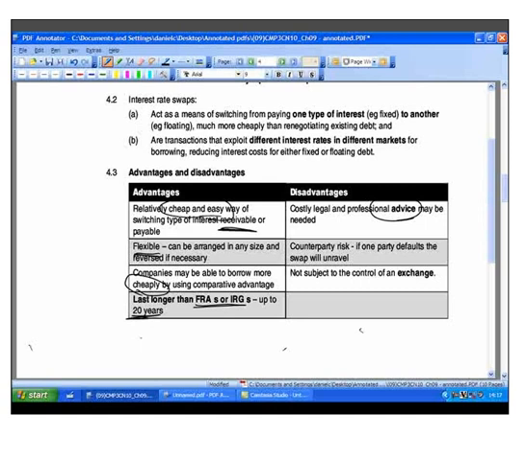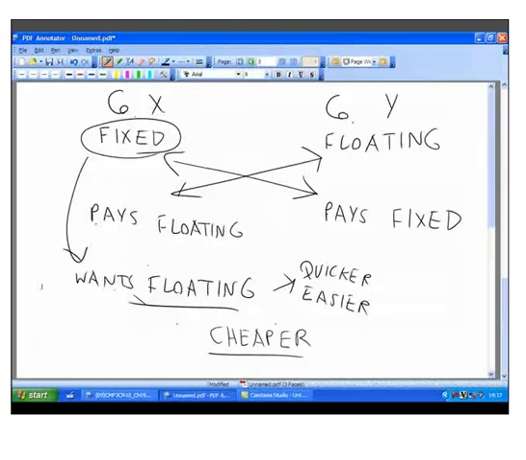And finally, there is no organized exchange in the way that there is an organized exchange for, example, futures. So there's no exchange, there is no regulation, and anyone who deals with the swaps market is basically on their own.